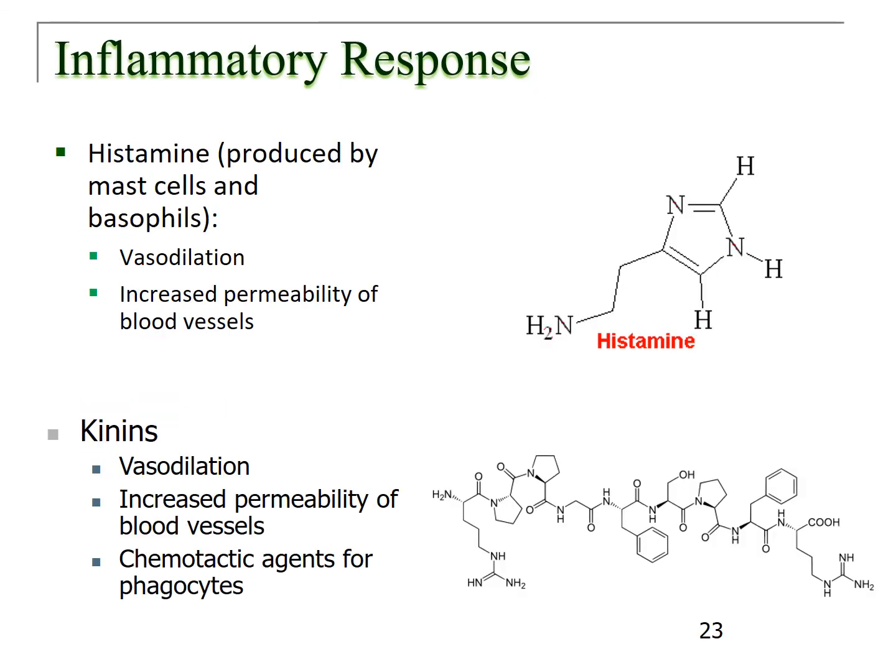Okay, so histamine is pictured on the right. It's produced by mast cells and basophils, and this causes vasodilation and the increased permeability of blood vessels. And so both of these things put together are going to cause swelling. And so when is it that you usually take antihistamines? You take them to relieve nasal congestion, so swelling of nasal passages in response to some sort of infection. Kinins are going to cause vasodilation, and the diagram on the right is actually bradykinin. It's going to increase the permeability of blood vessels, and it's also going to serve as a chemotactic agent for phagocytes, so it's going to attract white blood cells to the area.